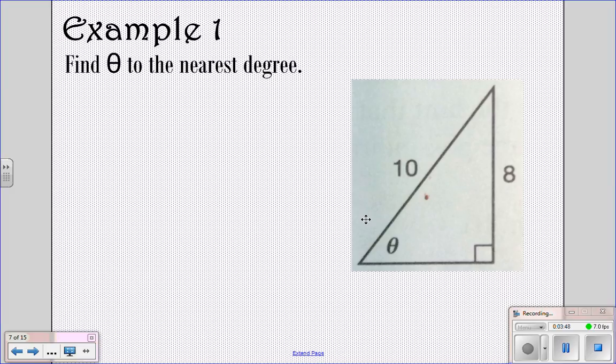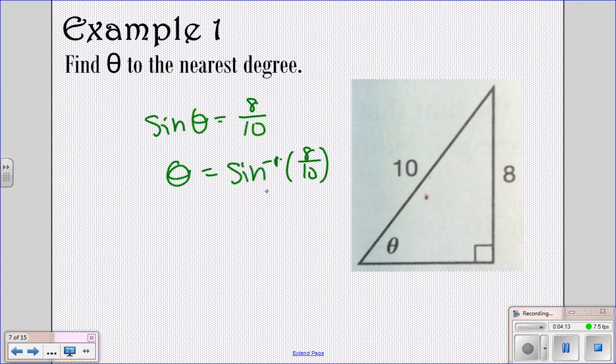So let's look at this one. We want to find theta to the nearest degree. So we're using theta, and they give us the opposite and the hypotenuse. So we're going to use sine. And so we're going to find theta by rewriting our equation as sine inverse of 8 over 10. And so if you plug that into your calculator and it says to the nearest degree, you should get theta equals 53.